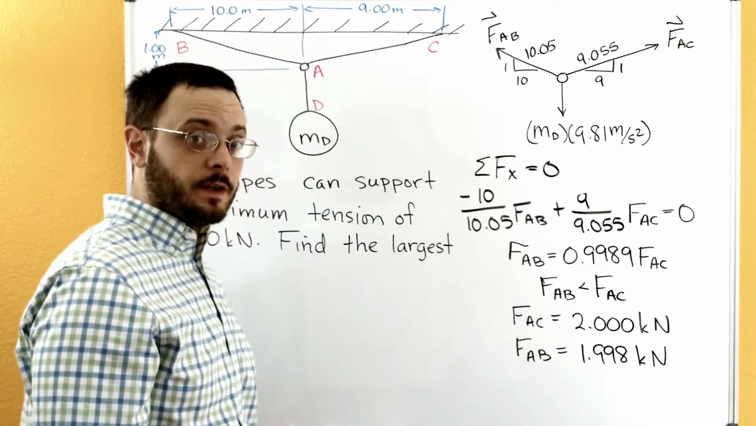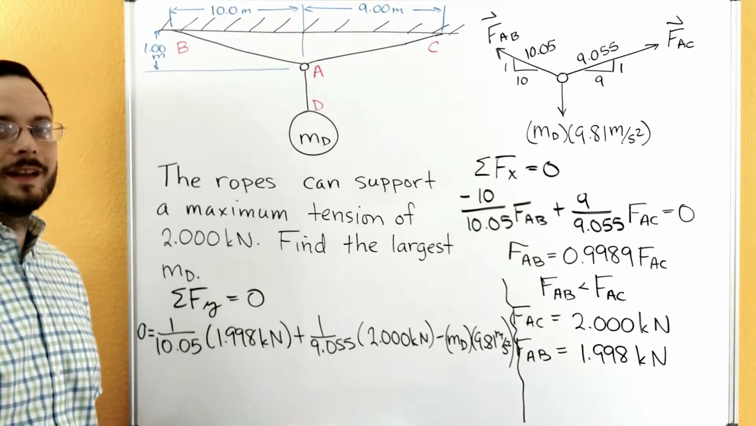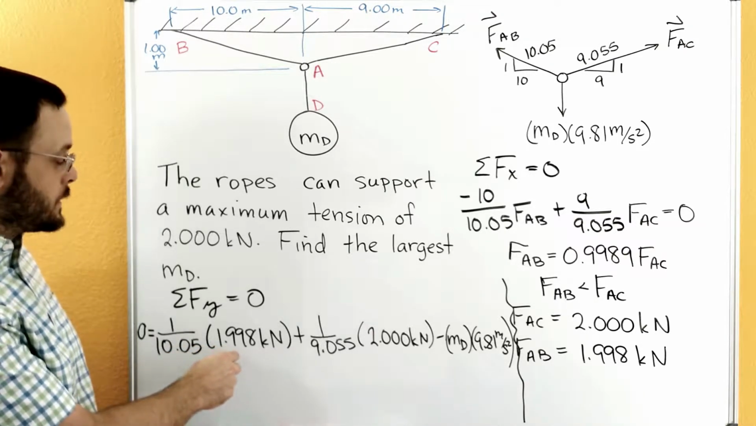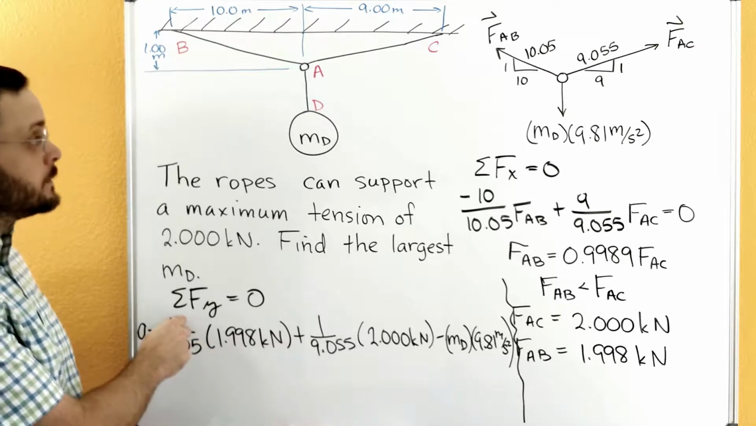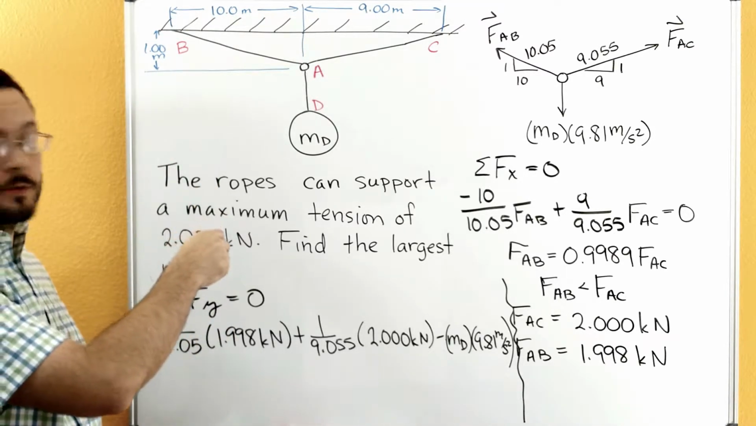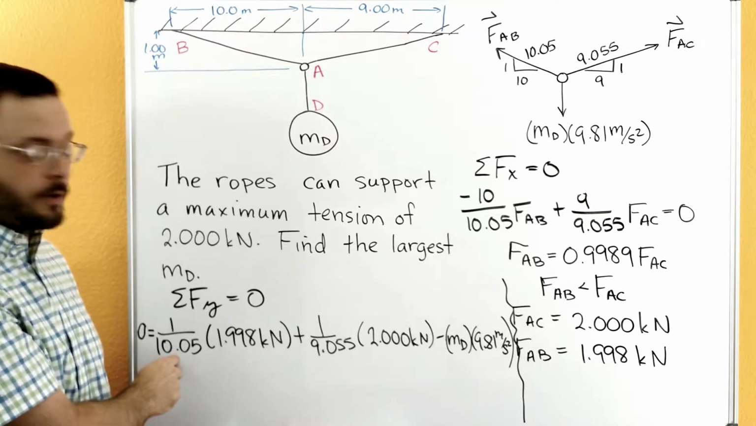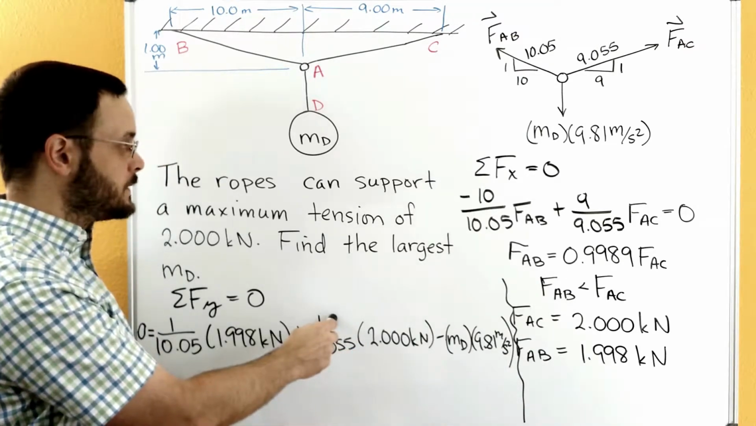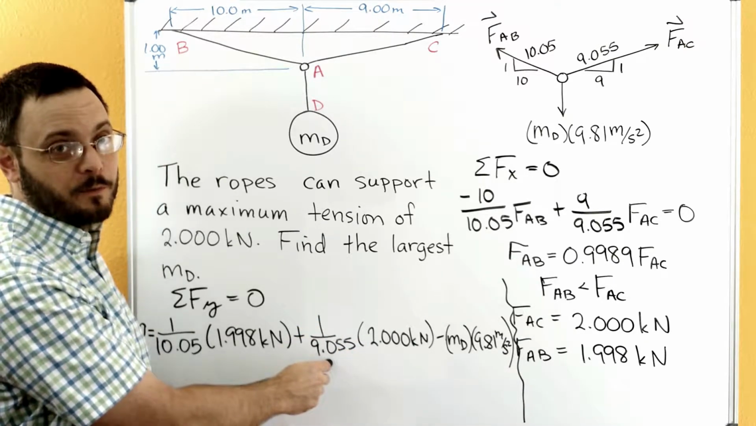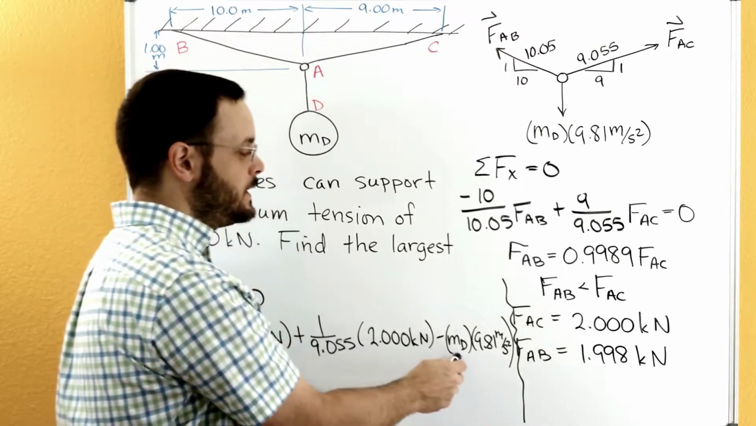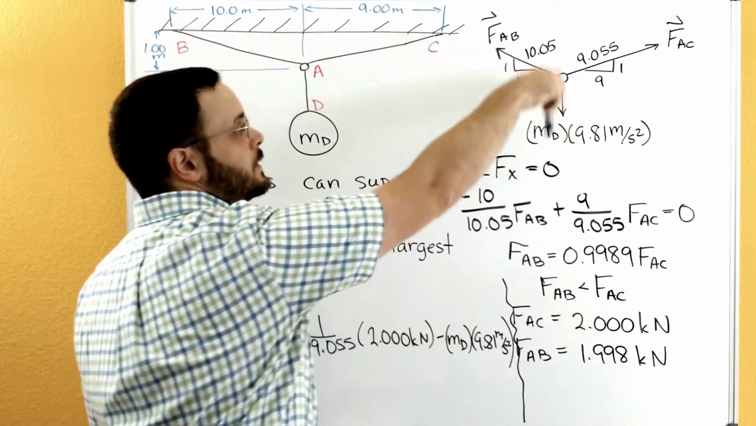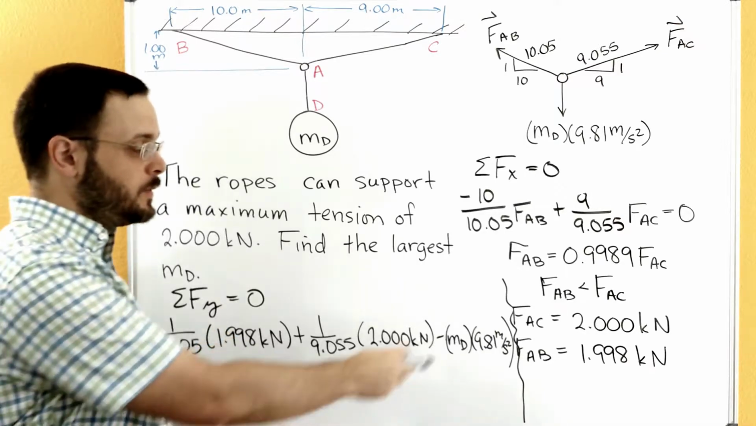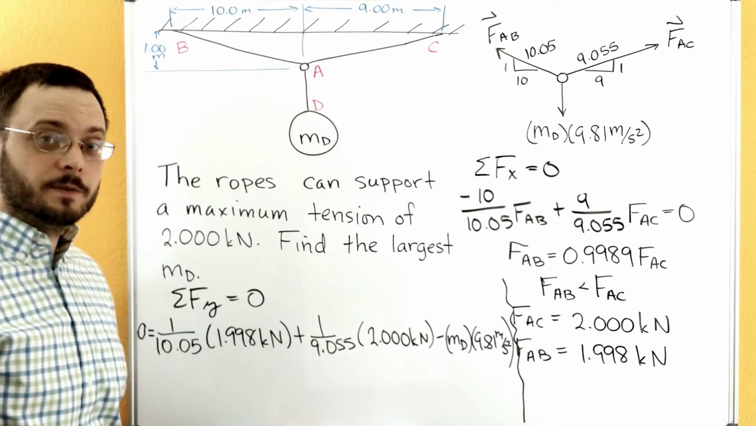Now let's do our sum of forces in the y direction. In this equation, we have the magnitude of FAB, which was our 1.998 kilonewtons, times the 1 side, that's our vertical side of our similar triangle, divided by the hypotenuse, the 10.05, plus the magnitude of FAC, which was our 2 kilonewtons, times the 1 side divided by the hypotenuse, the 9.055, minus the MD times the 9.81 meters per second squared, because that force is acting down on point A here. So now we know everything in this equation except for MD. Let's go ahead and solve for MD.